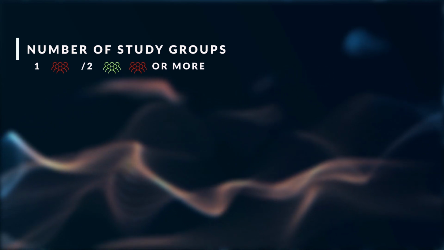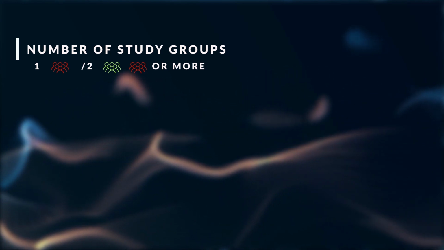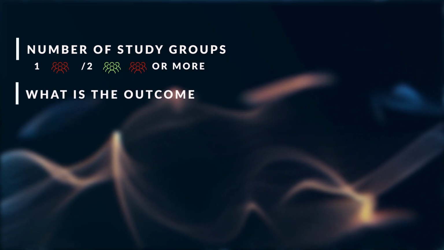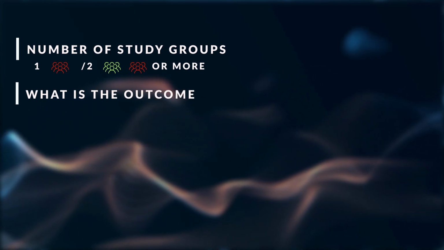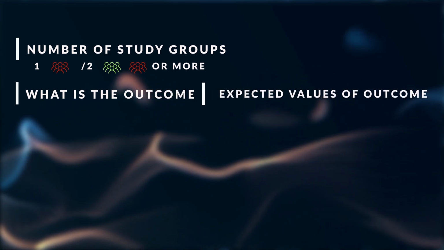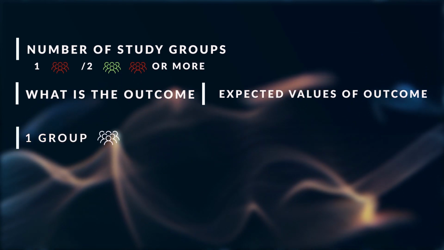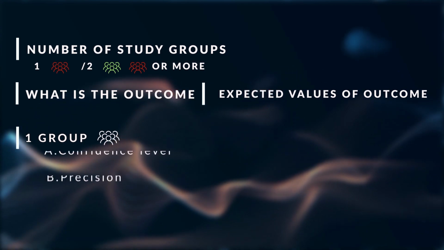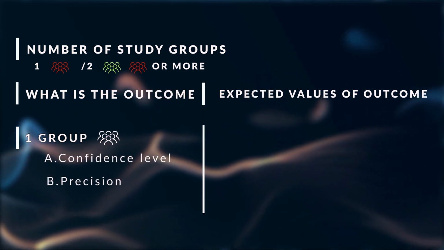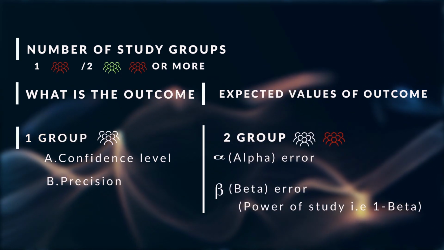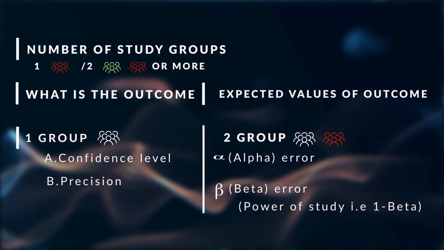First essential element is you need to understand whether you have a single group in your study or you are having two groups or more than two groups in your study. Second important aspect is what is the outcome of interest in your research study? And third point is what are the expected values of these outcome variables? And if you are conducting a single group study, you need to specify confidence level and precision. And if you are undertaking a comparative study, you need to specify alpha error and beta error, which is usually specified as power of study.